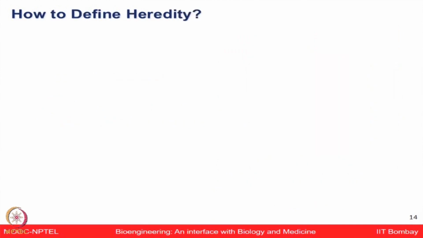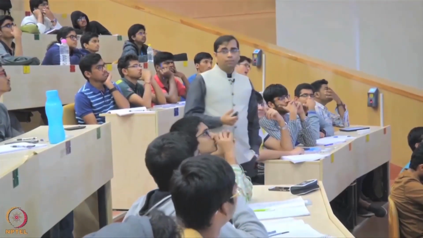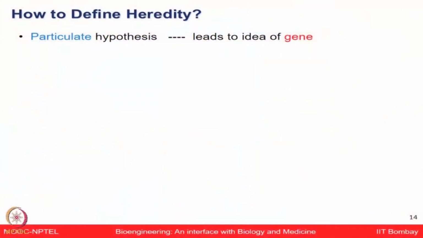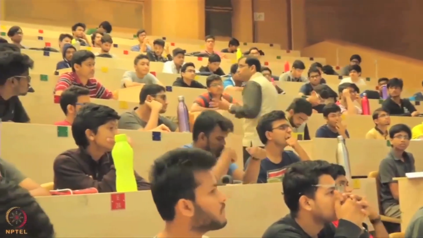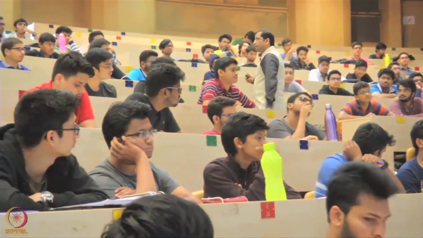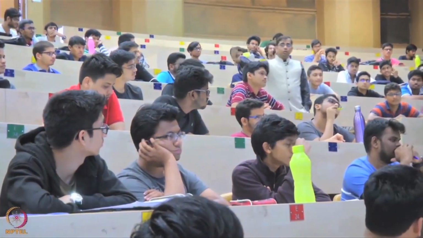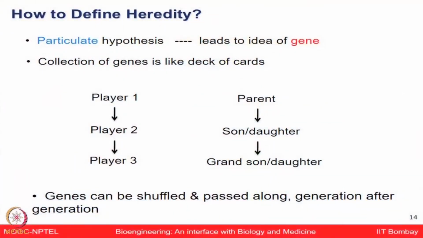So how do we define heredity? People have tried to come up with different hypotheses. One hypothesis is known as the particulate hypothesis, which is essentially like playing cards: you are shuffling the cards, and during distribution, it is always random, right? You have no idea how these cards are going to be distributed from one player to the second to the third. Genes are like that, from one generation to the second to the third, probably you are shuffling the cards, and that is known as the particulate hypothesis, which became more popular.